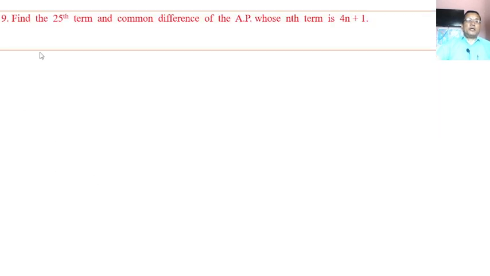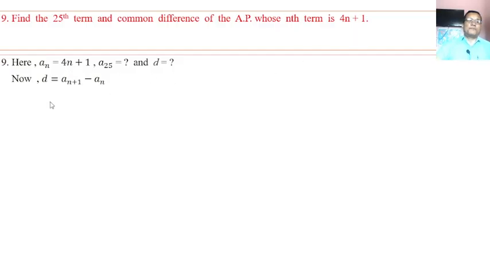Question number 9. Find the 25th term and common difference of an AP whose n-th term is 4n plus 1. The n-th term A_n is 4n plus 1, and we need A25 and D. To find D, the coefficient of n gives the common difference, so we get 4 as the common difference.